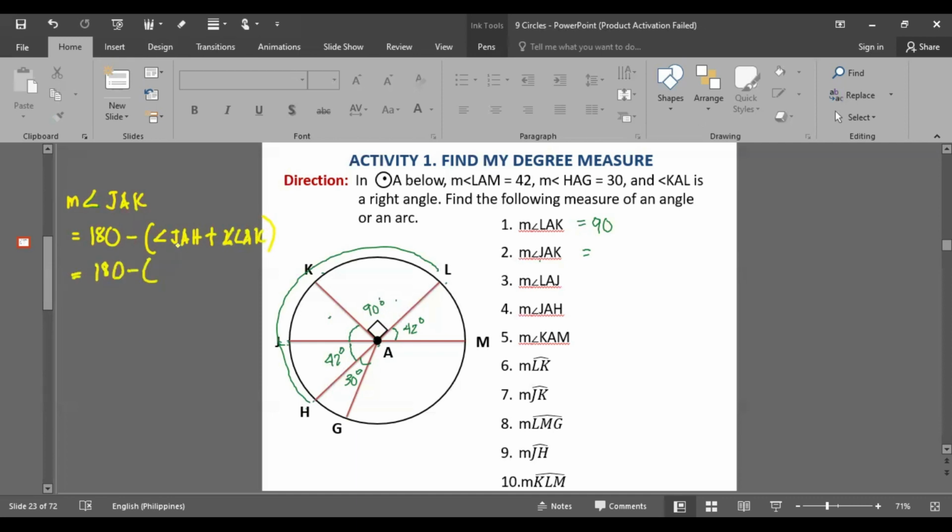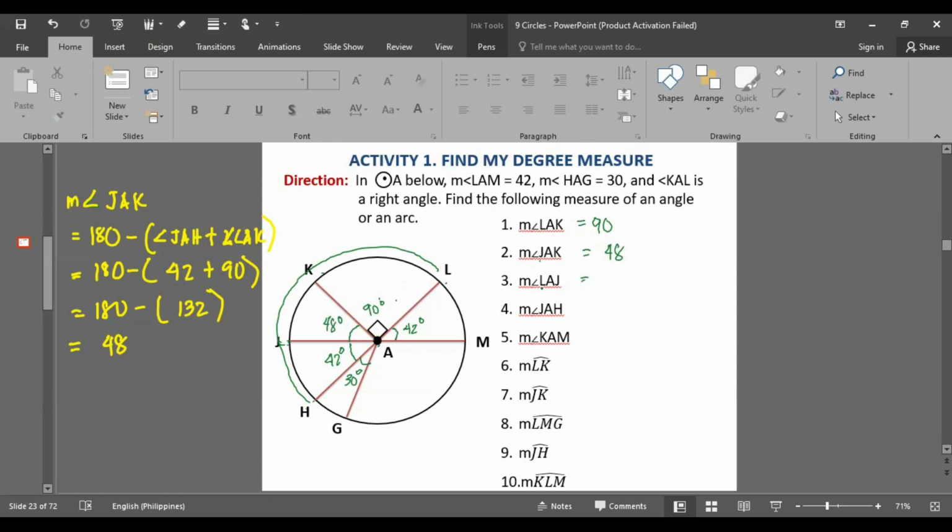180 minus angle JAH is 42 plus angle LAK is 90 degrees. So 180 minus 42 plus 90 is equal to 132. Then we just subtract this obtained value from 180. It's 48. Therefore, angle JAK is 48 degrees. So we'll put here 48 degrees.